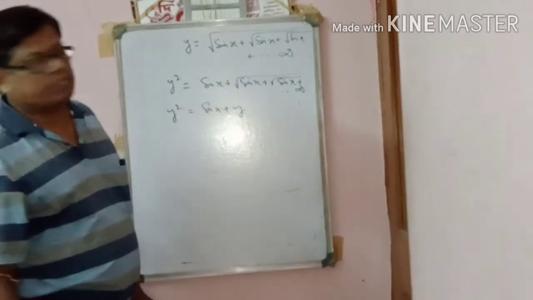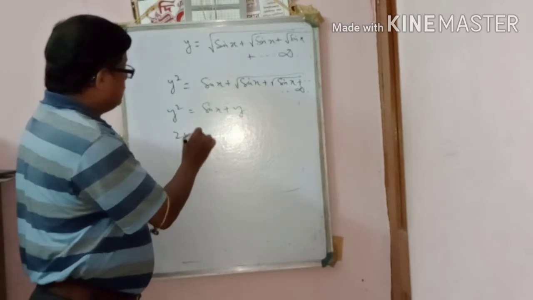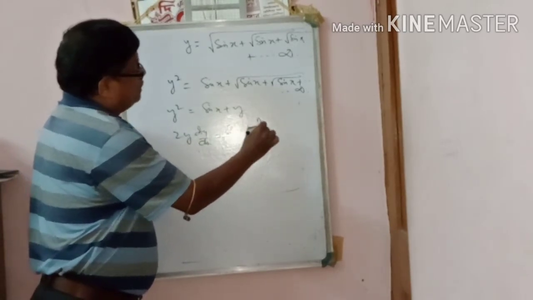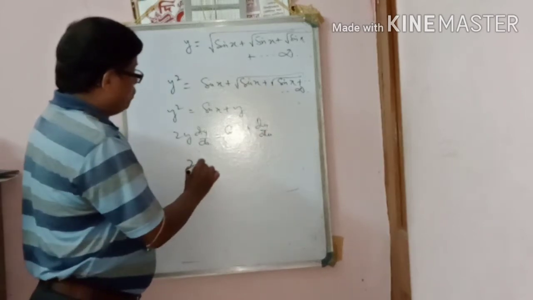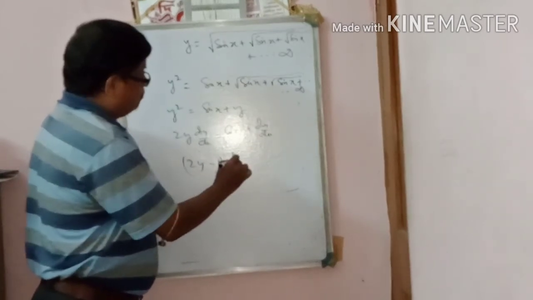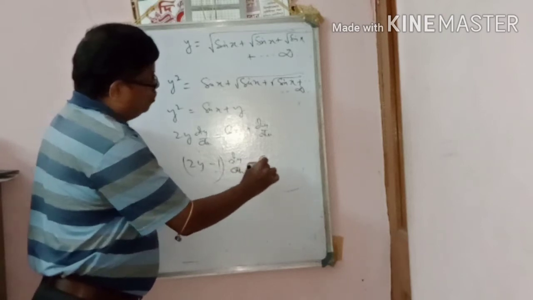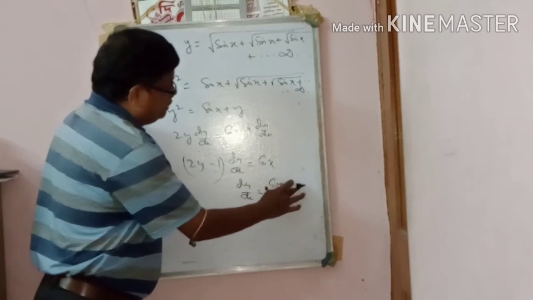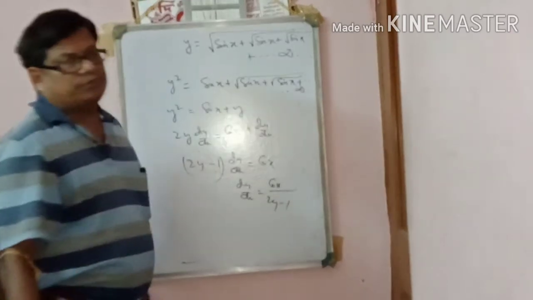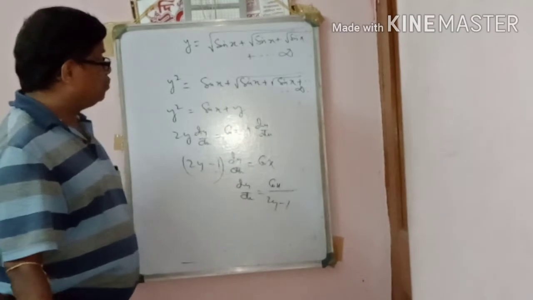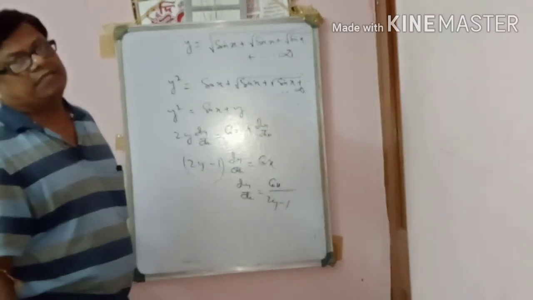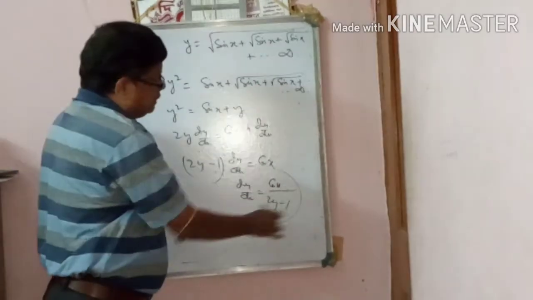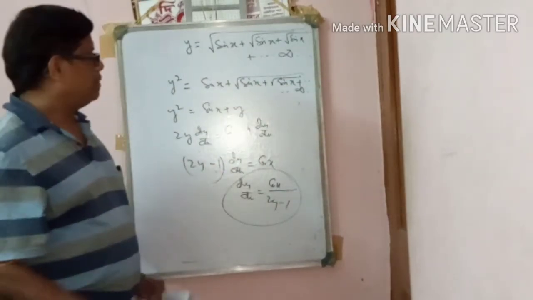So y square equals sin x plus y. Differentiating both sides with respect to x, 2y dy/dx equals cos x plus dy/dx. So (2y minus 1) dy/dx equals cos x, and dy/dx equals cos x divided by (2y minus 1). A few options are given, so this option is correct.